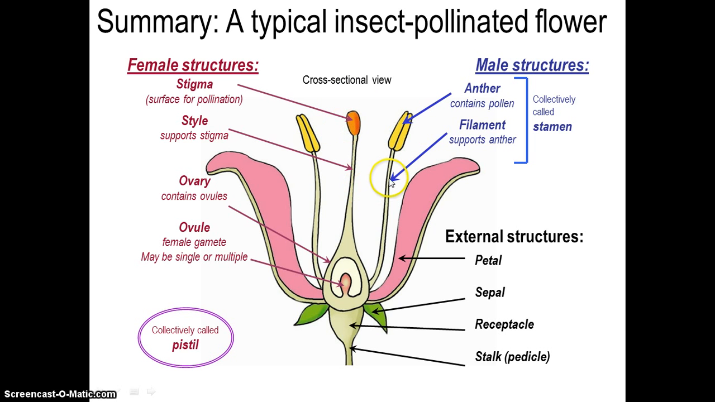The filaments in insect-pollinated flowers are strong to support the insect when they collect the pollen for food or when brushed against the anthers. Pollen grains in insect-pollinated flowers are larger and have a sticky surface to help them stick to the insect. They produce less pollen, and mostly these are bisexual flowers.